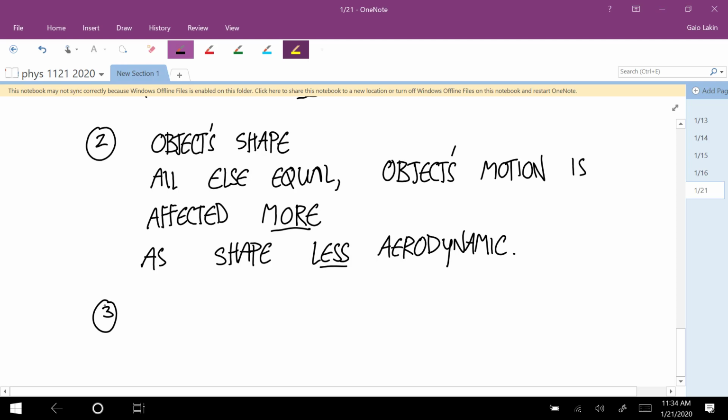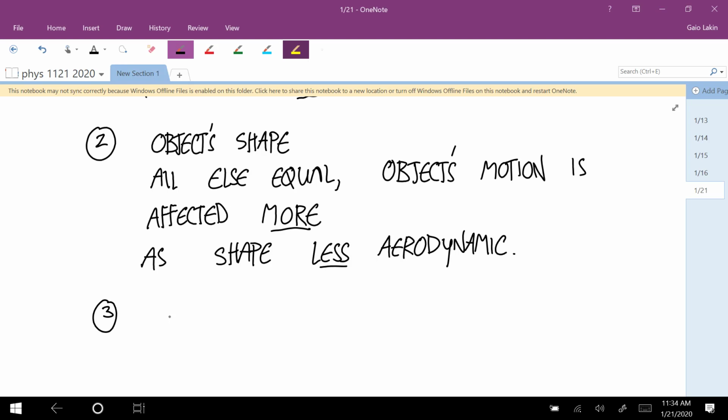The third one is the object's area perpendicular to the direction of motion. Somebody said surface area. You can sort of roughly think of that as surface area, but if you have a really long object, okay, that has a big surface area. But if you're dropping it stick down, the large area connected to its long length doesn't affect it. All that matters is the area that's perpendicular to the direction of motion.